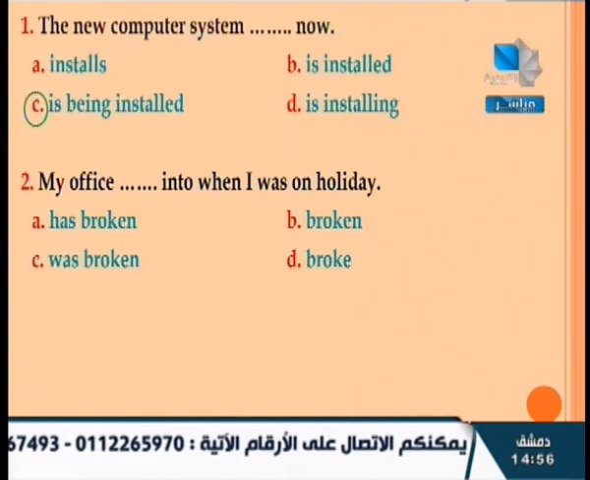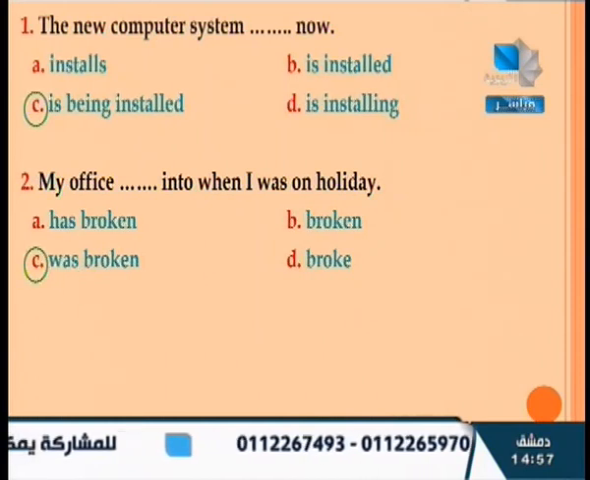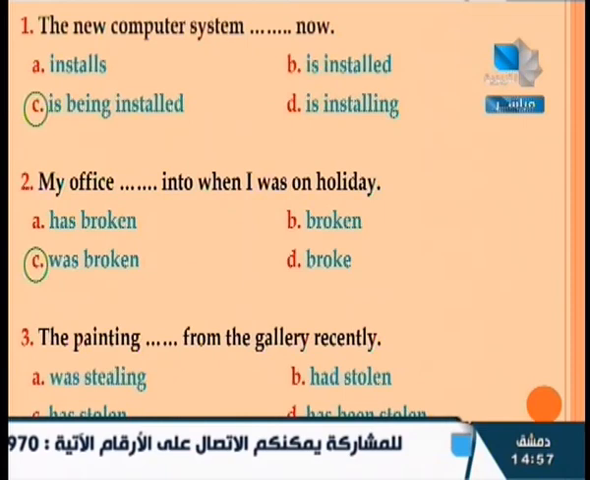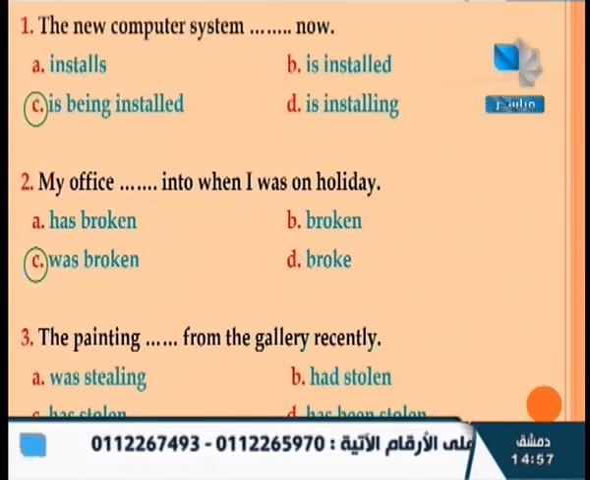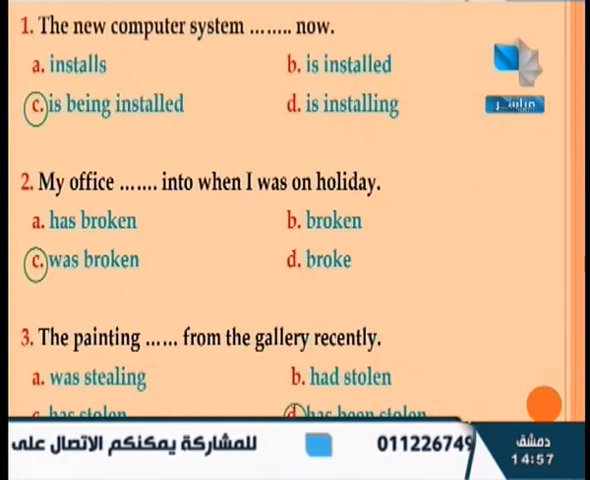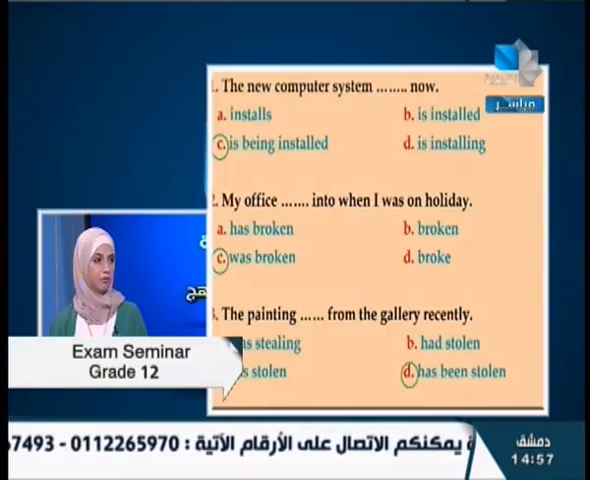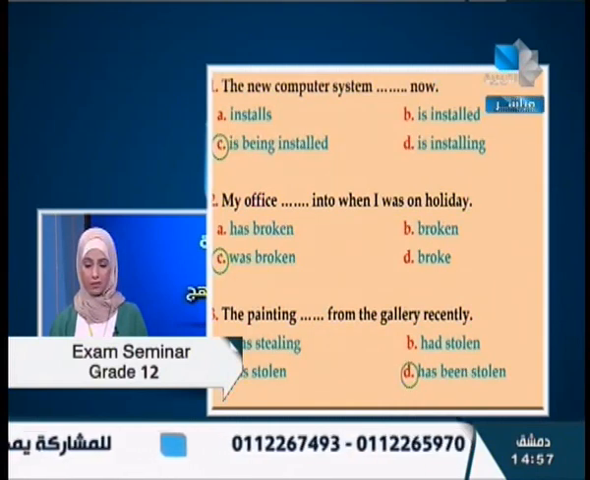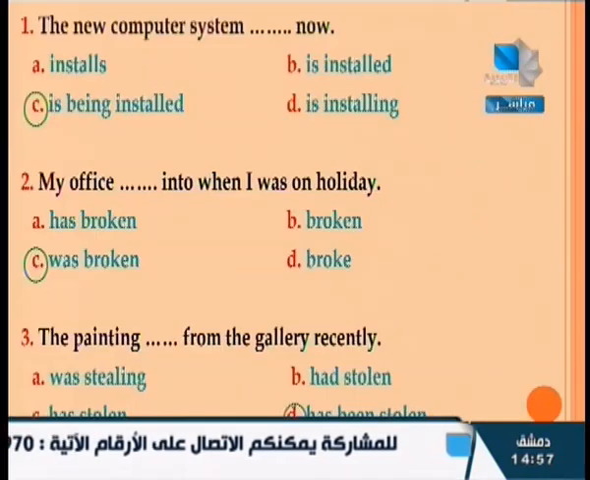did the action. The last one: the painting from the gallery recently. We have was stealing, had stolen, has been stolen. The correct answer is the option D, has been stolen. This is in the present perfect passive tense, indicating the action of stealing happened at an unspecific time before now, and the effect is still in the present. In this case, it means that the painting was stolen and it's still stolen.